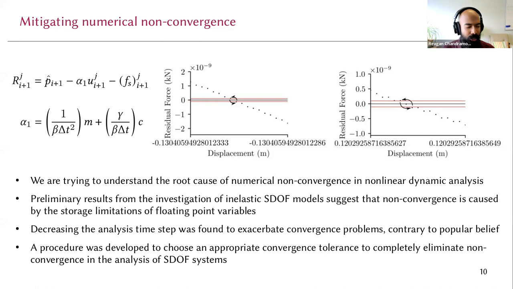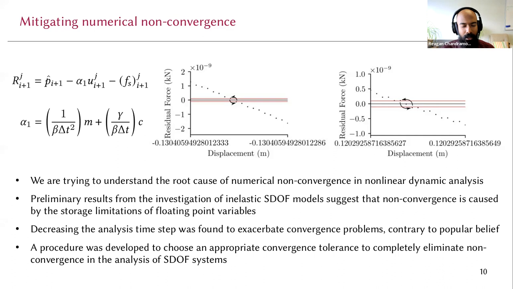What he found out was that the source of non-convergence was the storage limitations of floating point numbers in the computer's memory. We know that computers cannot represent irrational numbers up to infinite decimal digits, that they use a finite number of bits to store numbers. And the rounding and truncation that occurs each time an operation is performed leads to non-convergence at times.